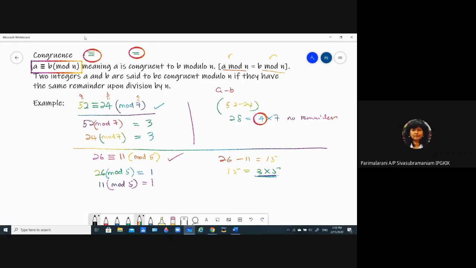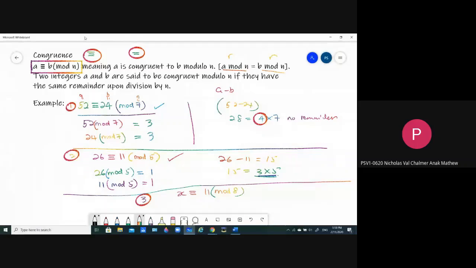Okay. If I give you another question here, if I say that x is congruent to 11 mod 8, can you suggest a value for x? There can be many values. That means a number divided by 8 must have the same remainder as 11 divided by 8.